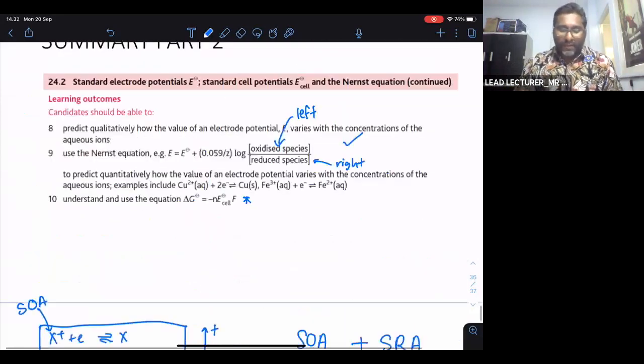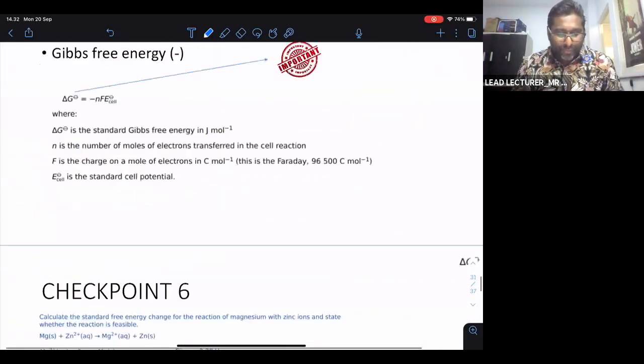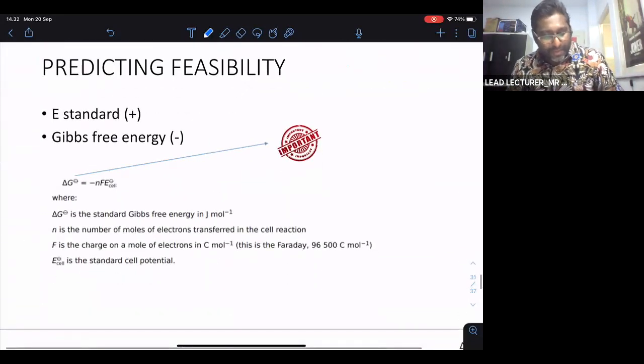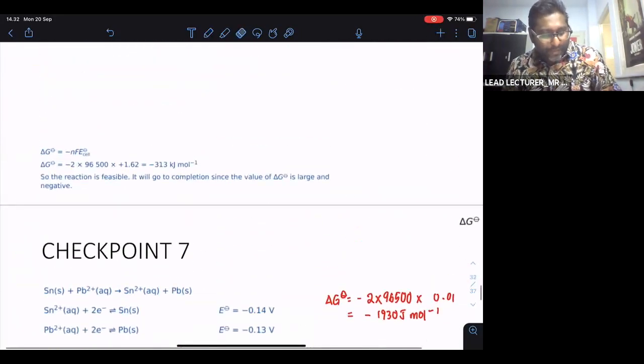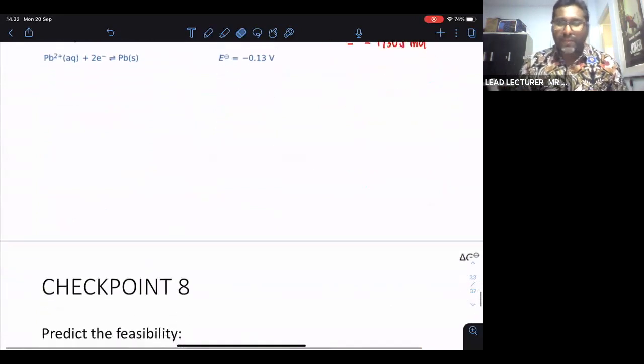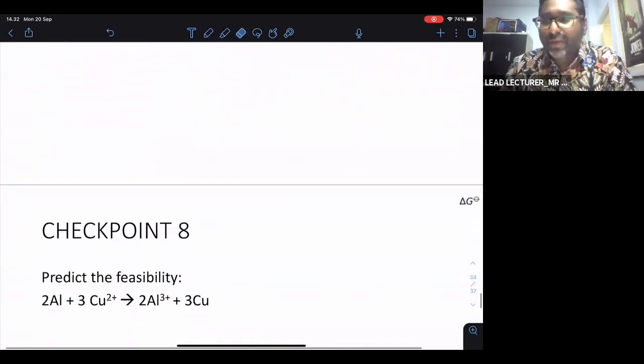Of course, there is another major part that we need to do for predicting feasibility, but I don't want to rush it now. You can also go through it, it's just application of formula, but I think we can do it during our revision on Thursday.